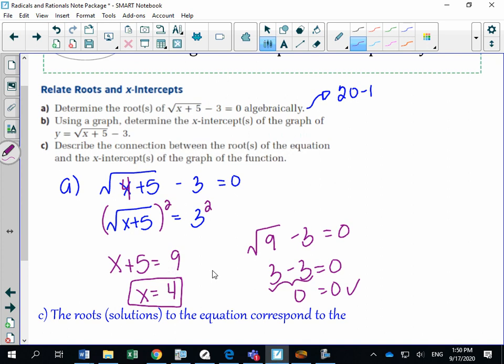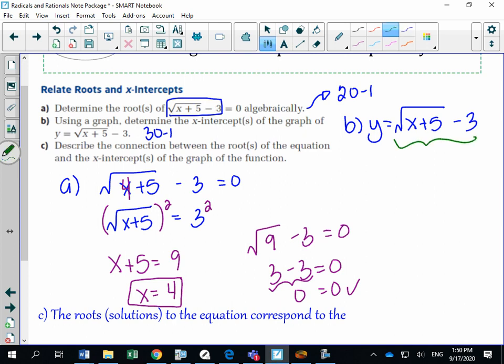What B says, B is now getting into 30-1. So B says, using a graph, determine the x-intercepts of the graph of this equation here. So B is saying y is equal to the square root of x plus 5 minus 3. So what we're going to do to calculate this is type this into our graphing calculator in y1, and we're going to be looking for the zeros of the function.